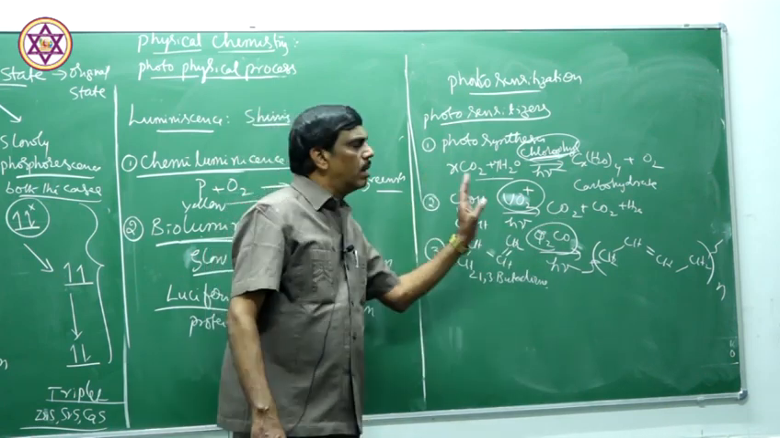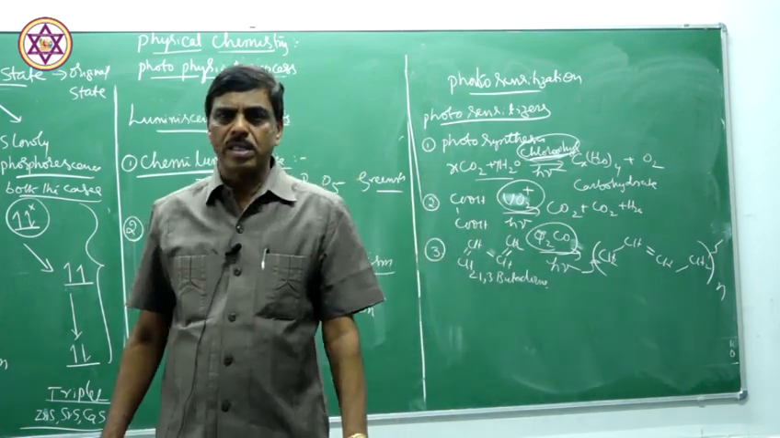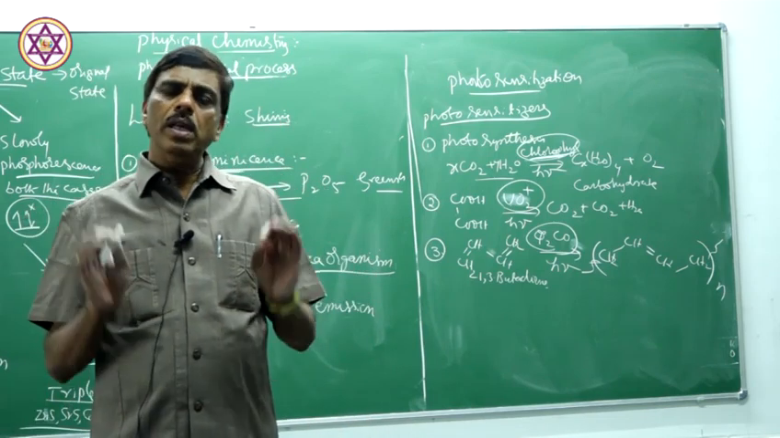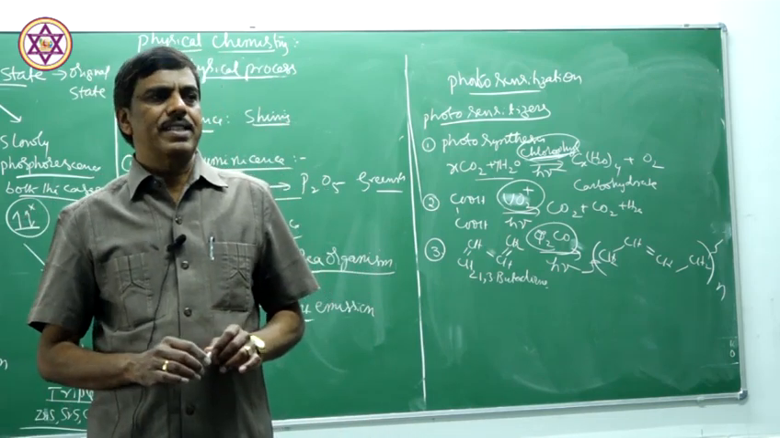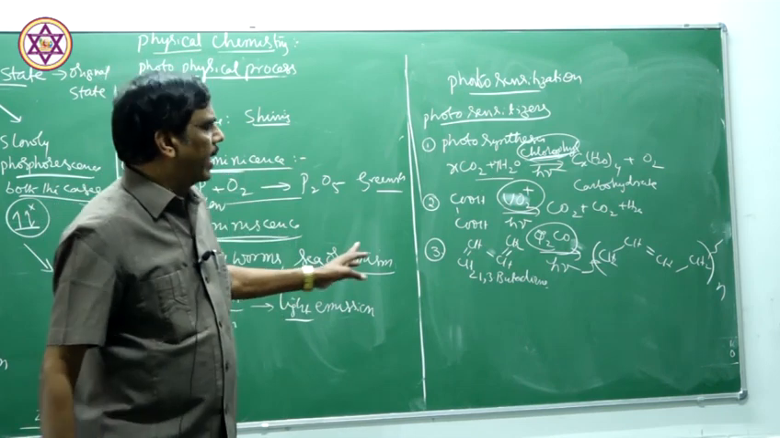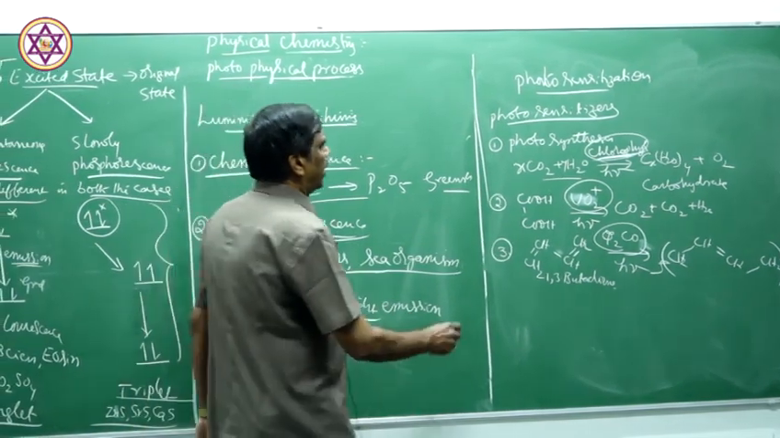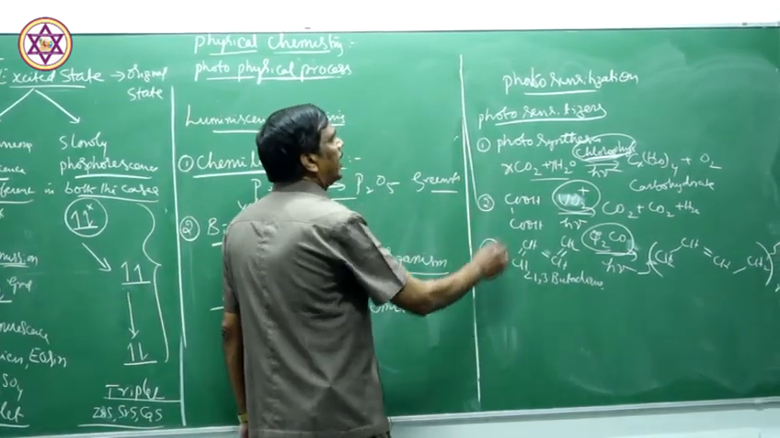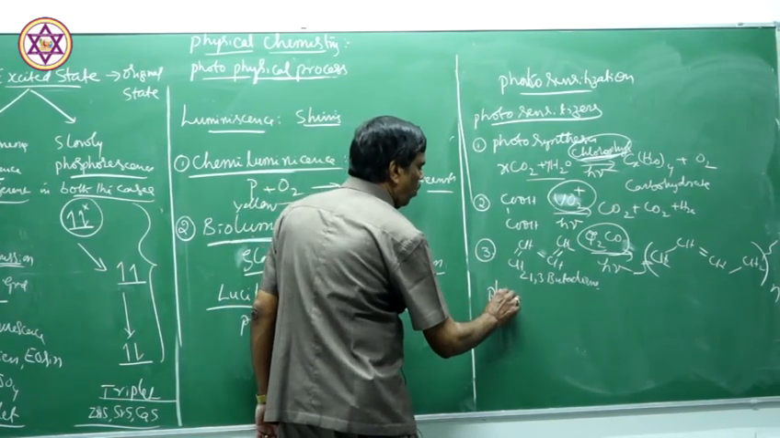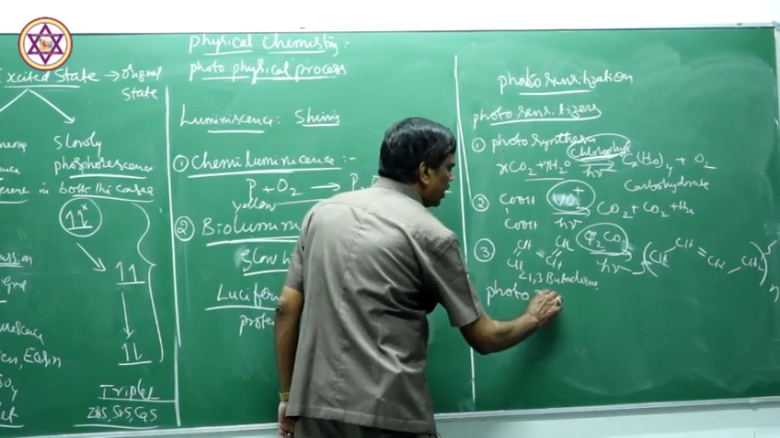So like this, a number of photosensitization reactions are there, which take place only in the presence of a photocatalyst, a photosensitizer. Another important aspect under this photosensitizer is photoinhibitors.